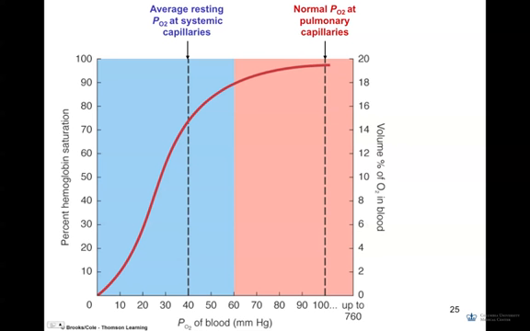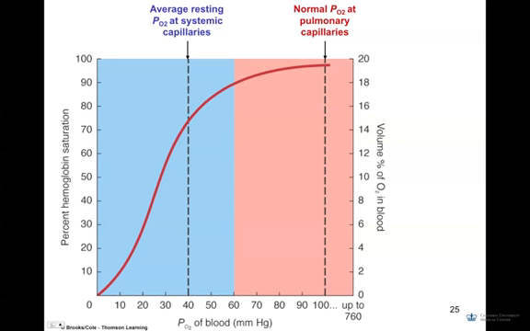And so a flatter slope versus a steep slope, what that really means is when the slope of the line is steep, like we see between 0 and, let's say, 40 or 50, that means that for any change in PO2, any increase or decrease in PO2, that results in much larger changes in percent hemoglobin saturation. And so let's look at what that looks like.